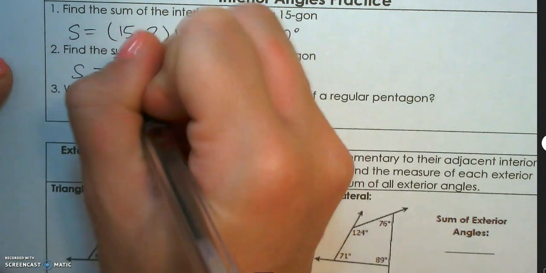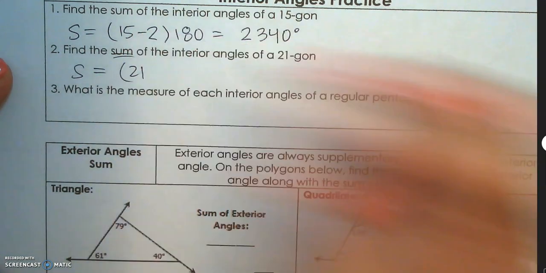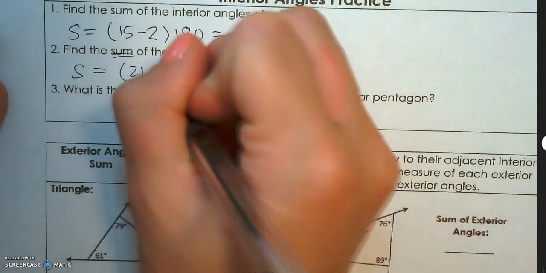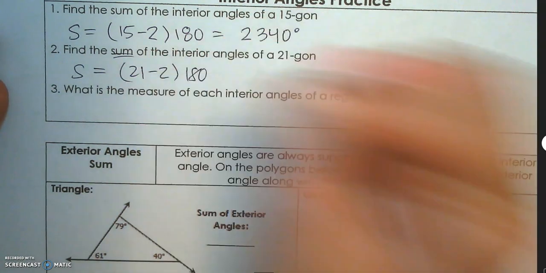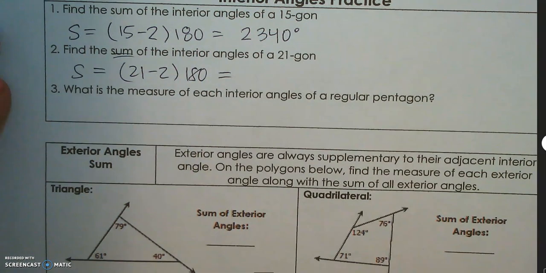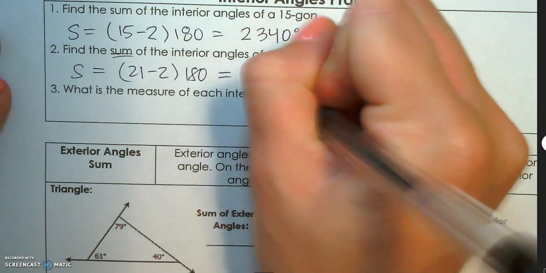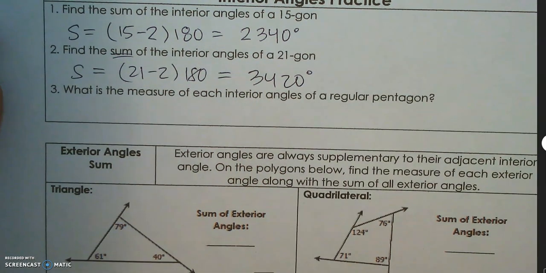All right, here's another case where we're finding the sum of the interior angles. So the sum is equal to the number of sides, which in this case we have a 21-gon, minus 2 times 180 degrees. So 21 minus 2 will leave us with 19, times 180 gives us 3,420 degrees.